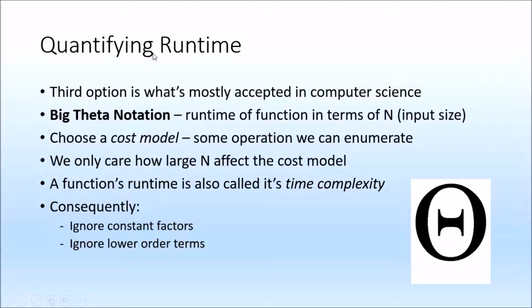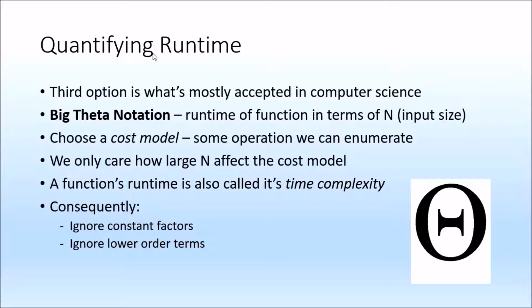Now let's go into quantifying runtime. To do this, we're really going to analyze the third option because that's what's mostly accepted in computer science today, and it's called big theta notation. Big theta notation is the runtime of a function in terms of n. Big theta only cares about large n, and it also chooses a cost model.